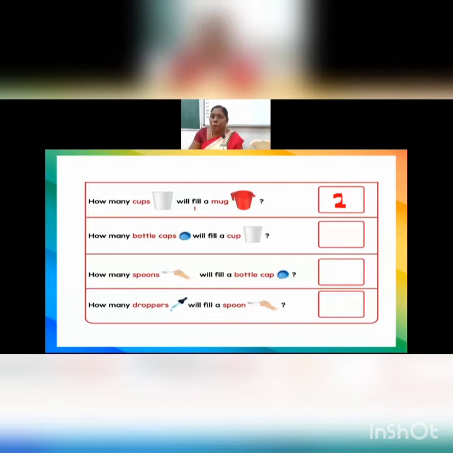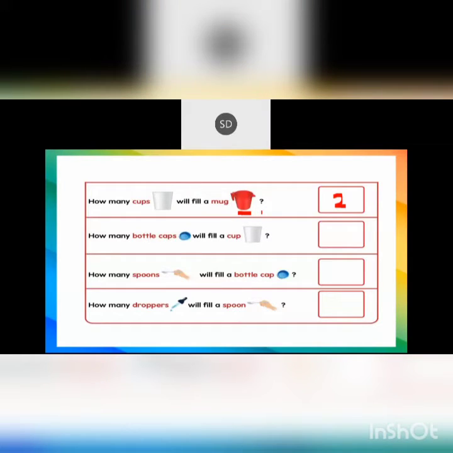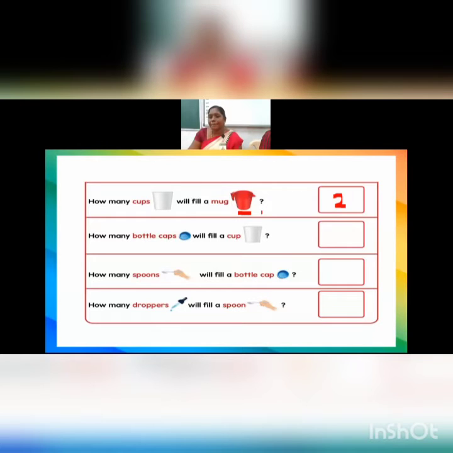So which holds more, a cup or a mug? Mug holds more, right? Now tell me, how many bottle caps fill a cup? Yes, 6. Very good, I'm getting answers. So 6 bottle caps fill a cup.